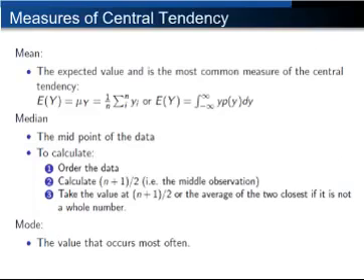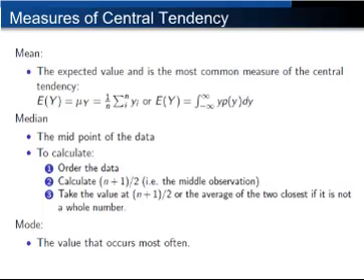The E(Y) is equal to the product of mu and y, and the rest of the formulas are given on this slide. Median is the midpoint of the data. To calculate it, the first step is to order the data. In step 2, you have to calculate (n plus 1) divided by 2. In step 3, take the value at (n plus 1) by 2, or the average of the two closest if it is not a whole number.